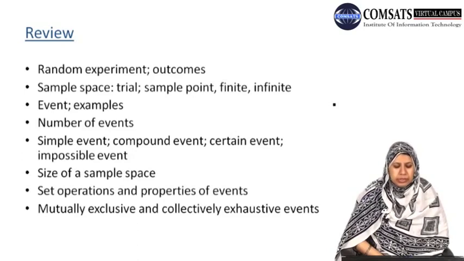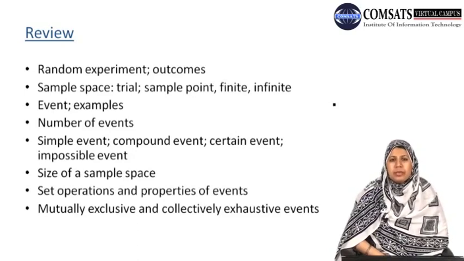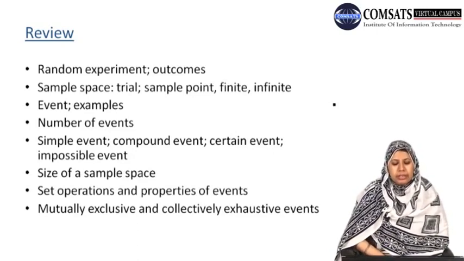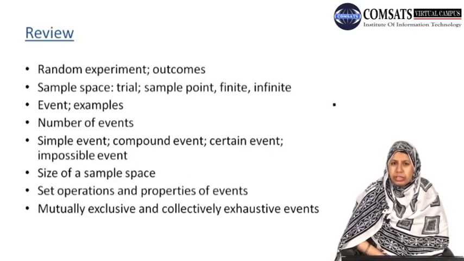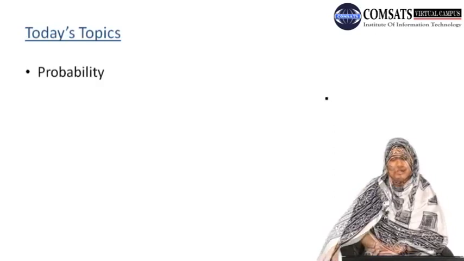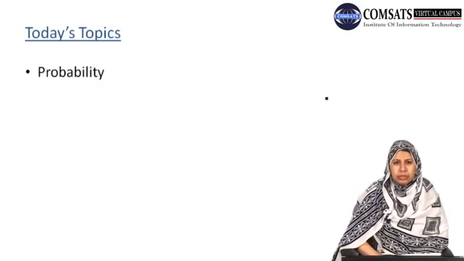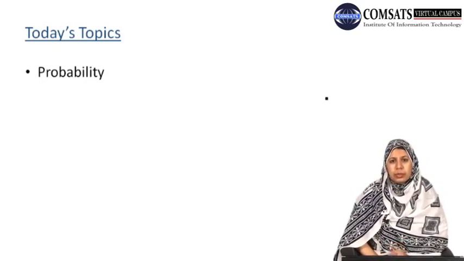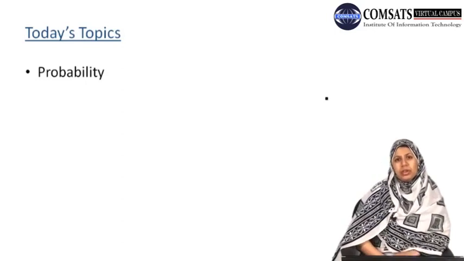Then we have seen some examples from which we can determine the size of a sample space, that is how many sample points belong to our sample space. Then the set operations and the properties of events. And one important property is that when given two events, when they are called mutually exclusive and when they are called collectively exhaustive. Today we will study about the probability theory using all the terms and notations which we have studied so far. So all these three lectures were the preparation to understand the probability of an event.